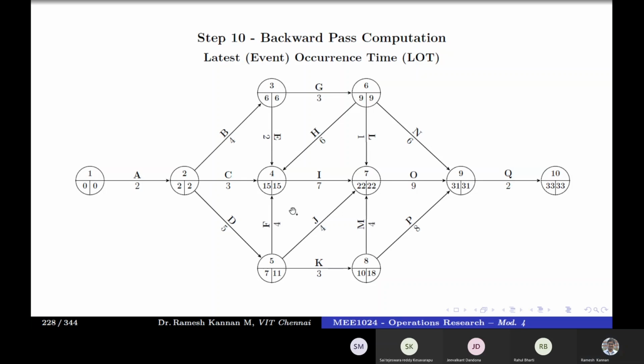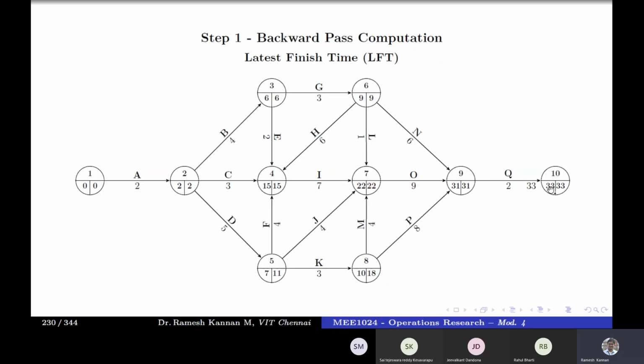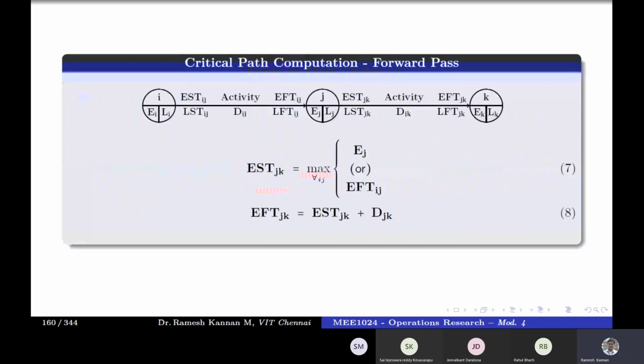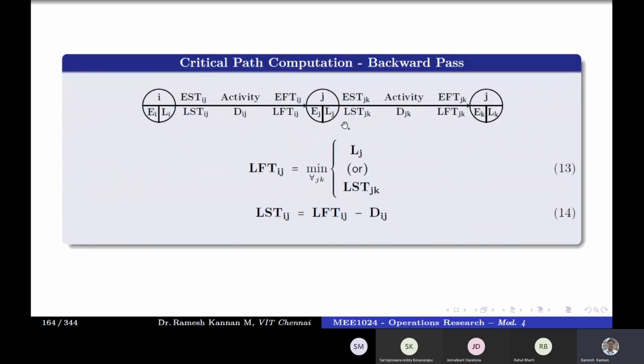Okay. Next will be activity times. We'll only be finding out latest finish time. Latest finish time minus the duration will give us the latest start time. As I told you, we'll just go back quickly to the LST. So LST is the minimum, yeah, forward pass. This is a backward pass. If you want to find LFT, it is the LJ, the latest event, or LST, whichever is minimum. You note that this is minimum.